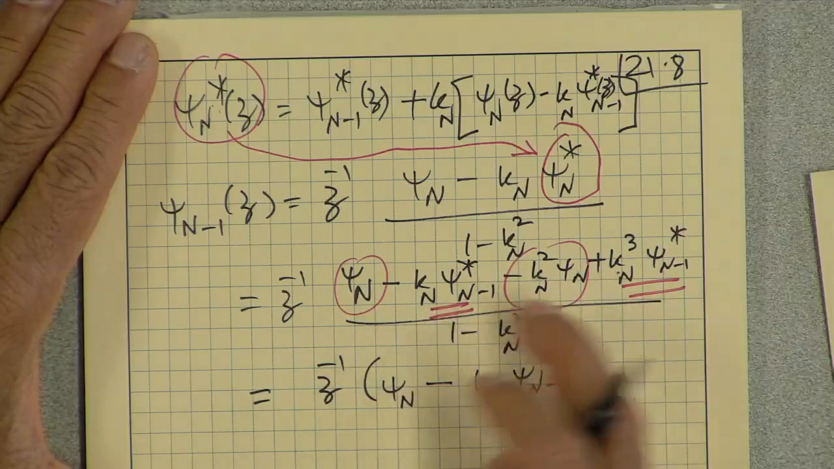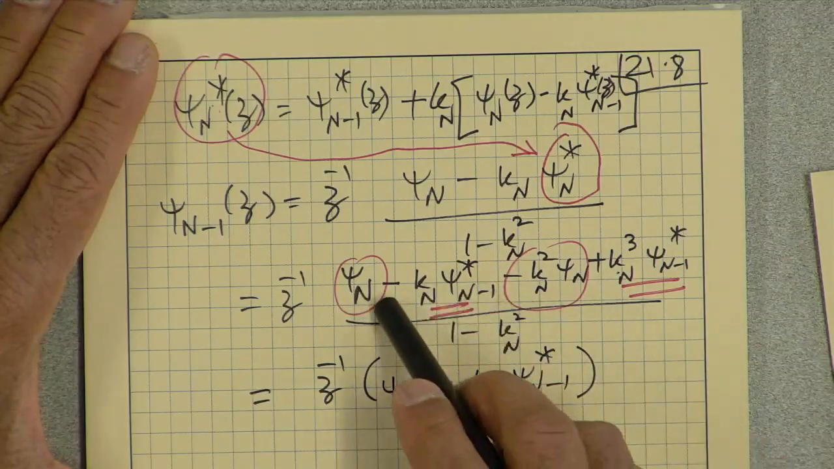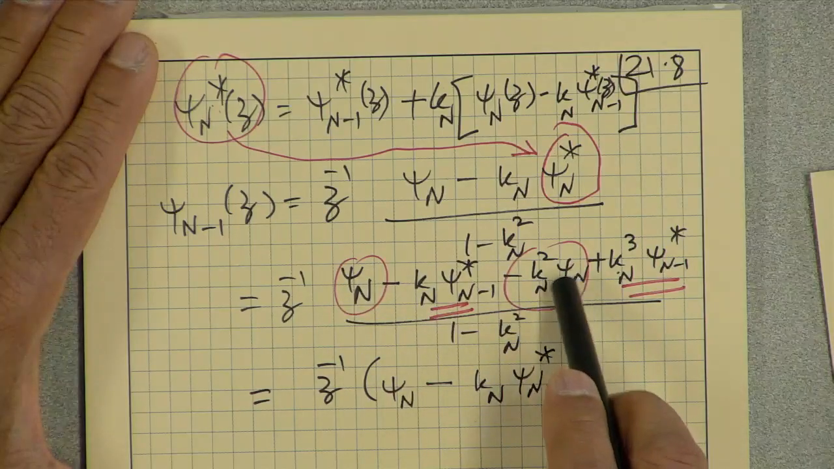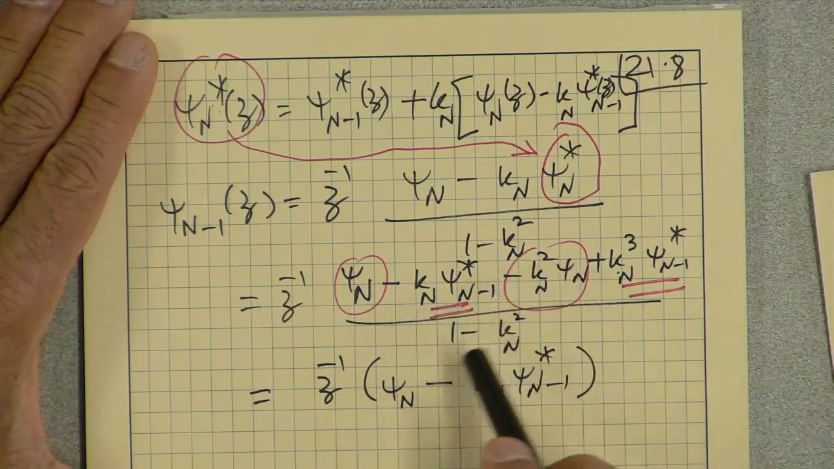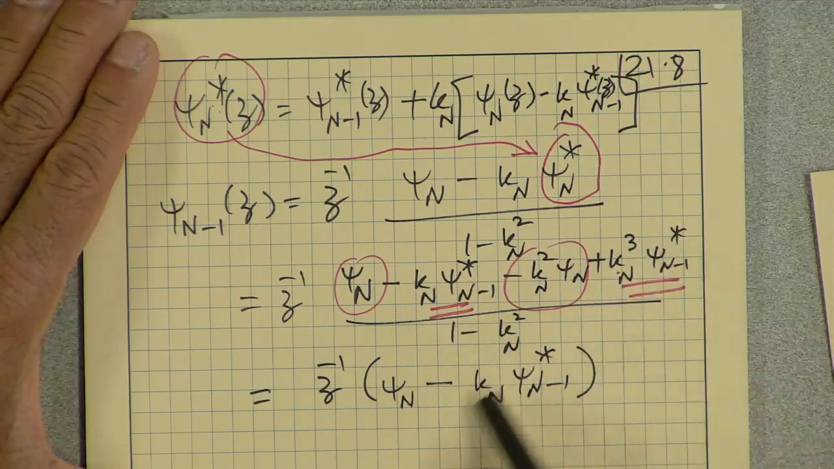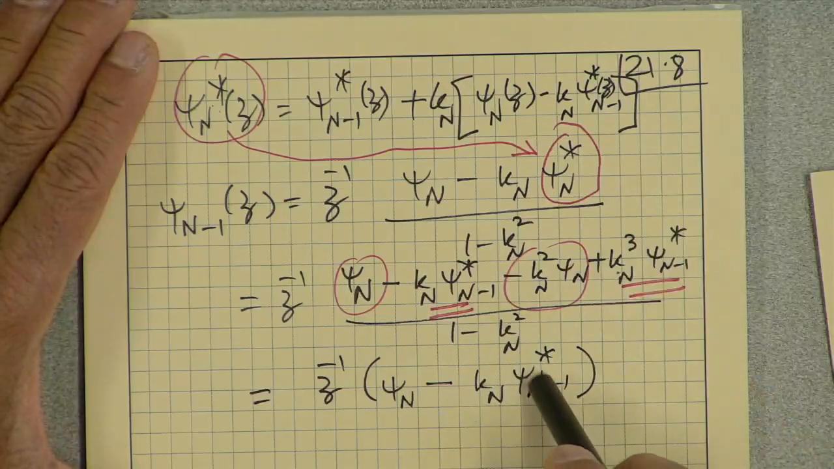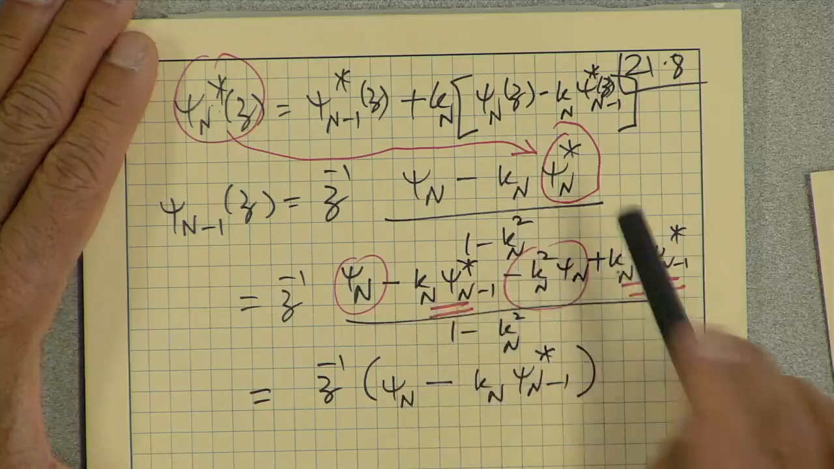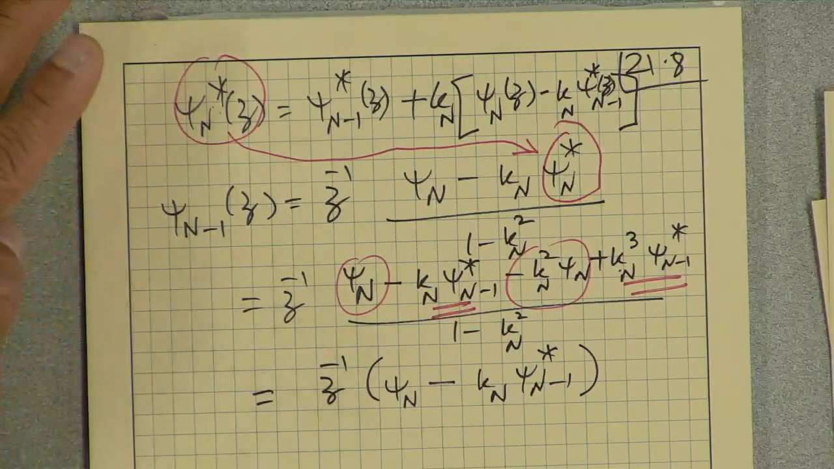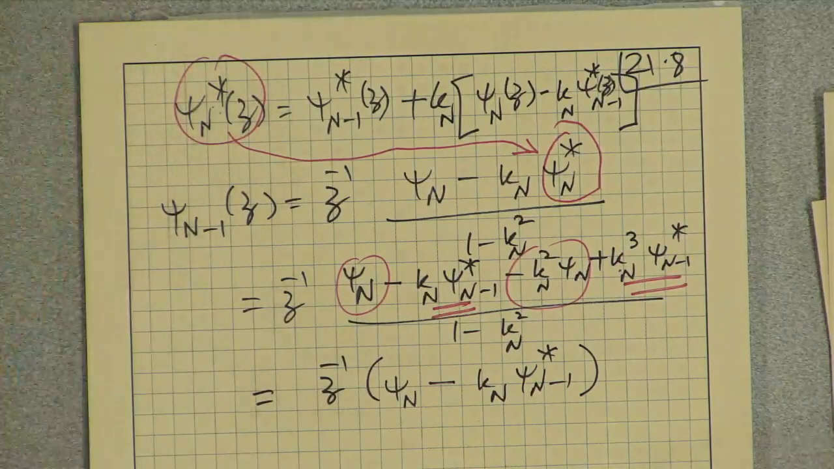I skipped a step, but basically 1 minus kn squared is a factor from this minus that, and 1 minus kn squared is a factor from this plus that. Take out this minus kn psi n minus 1 star, and 1 minus kn squared is cancelled out. So that is one of the equations that I can construct.